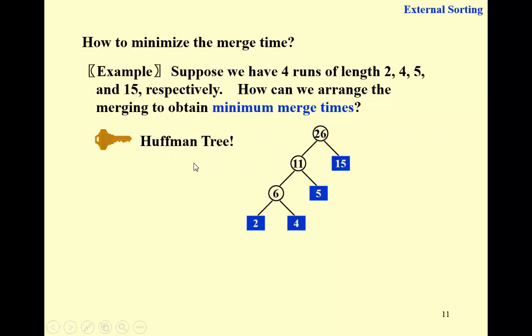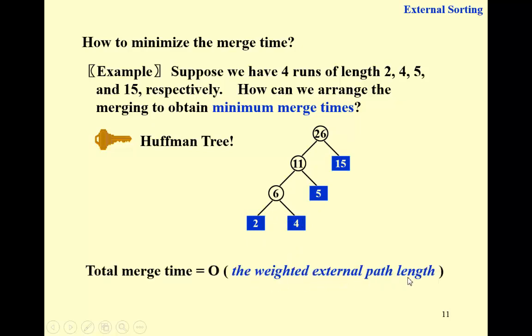Of course. If we order the mergings in the way we form a Huffman tree, then the total runtime will be proportional to the weighted external path length, right? In this case, it's just 2 times 3 plus 4 times 3 plus 5 times 2 plus finally 15 times 1, which is 43. A little bit better than when we merge 4 and 5 first.